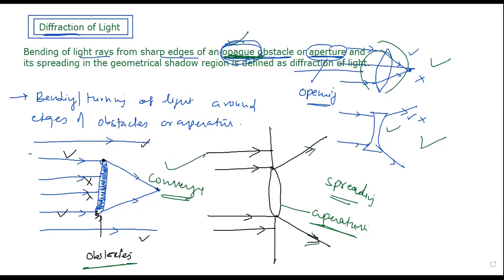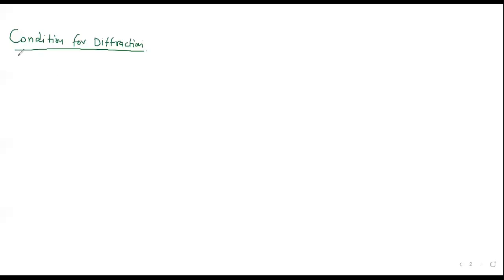Hope you understood this. Now we want to understand when diffraction will happen, what is the condition for diffraction. Diffraction is not happening always, we need some condition. So what's the condition, let's learn about that.